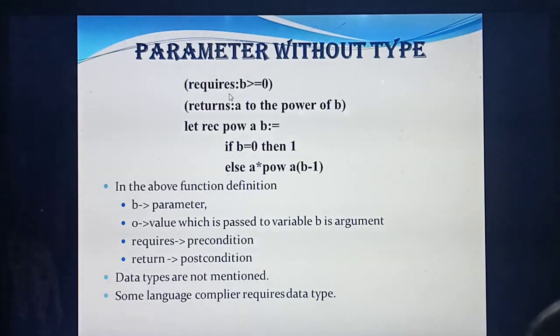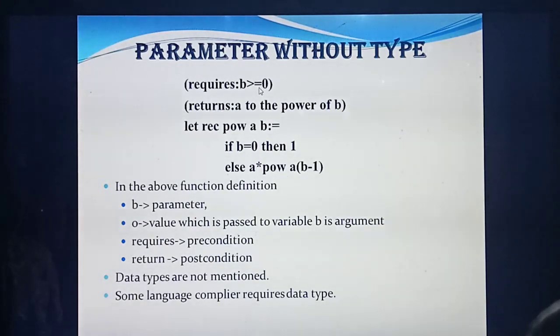So listen. Here they are giving requires b greater than or equal to 0. Listen carefully. In the first example you have studied a := 24. That is called a function definition. Likewise, in the first line they are giving requires b greater than or equal to 0. So you are going to declare a variable called b. Then the condition you are giving is b greater than or equal to 0. Always the value of b must be greater than or equal to 0.